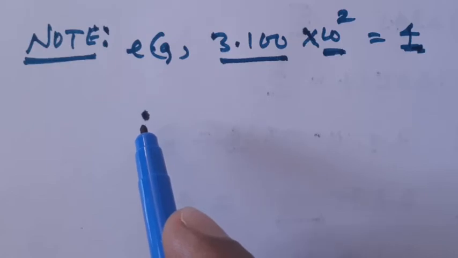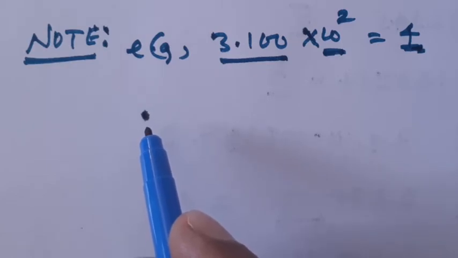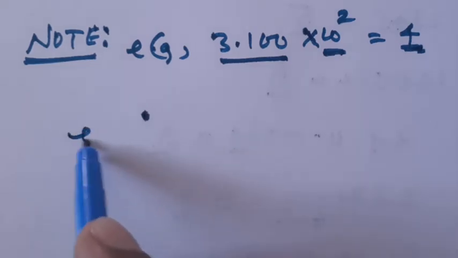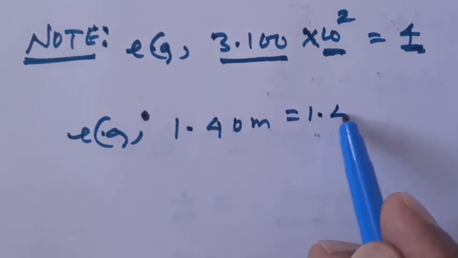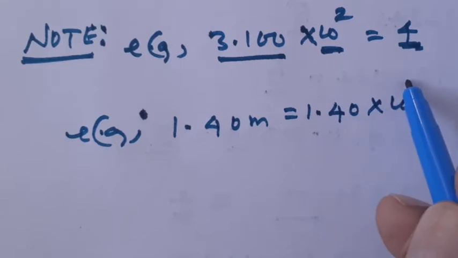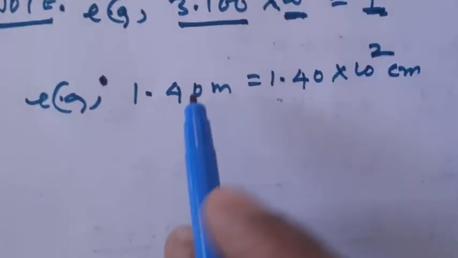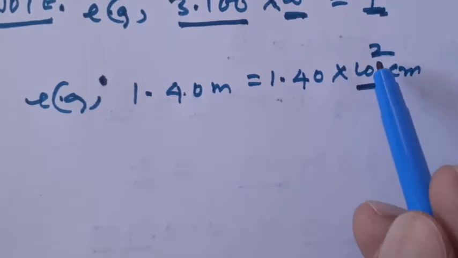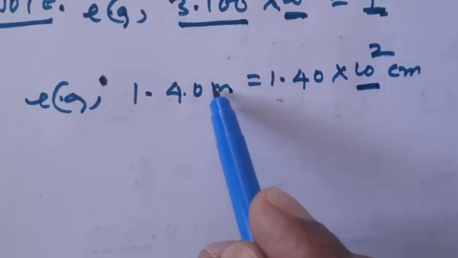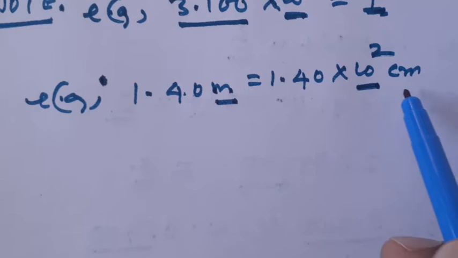The change of units only changes the order of exponent but not the number of significant figures. So once again I'll tell you, the change of units only changes the order of exponent but not the number of significant figures. Example, 1.40 meter equals 1.40 into 10 power 2 centimeter. 1.40 meter can be expressed in terms of exponents 10 power 2 by changing the unit. Here it is in meter, here it is in centimeter.